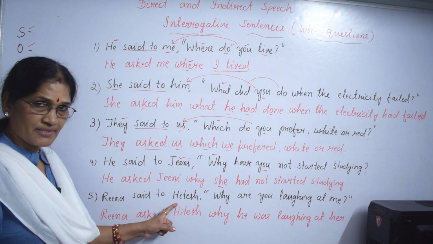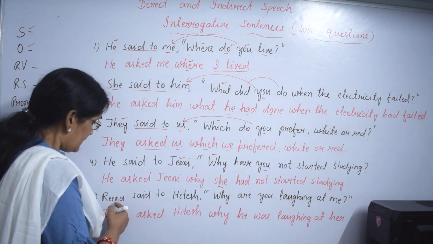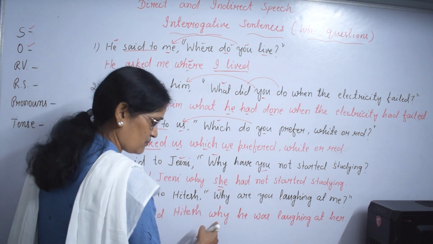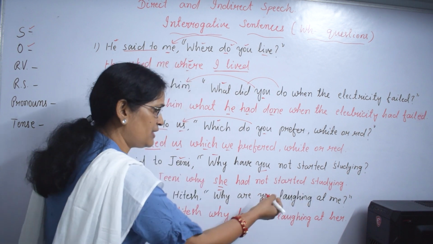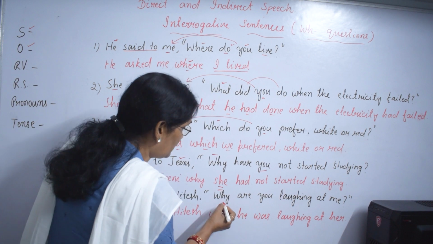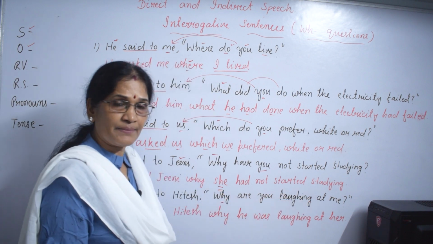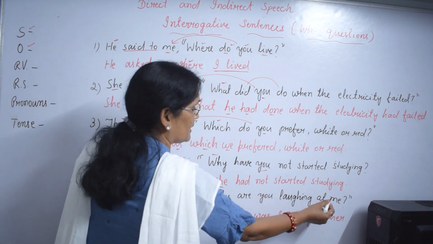Rina said to Hitesh, why are you laughing at me? Rina asked Hitesh. WH word, why? Why? Are you laughing at me? Change into declarative sentence. You are laughing at me. You keep it as conjunction. Then change the sentence into declarative. It will be easy for you to change.